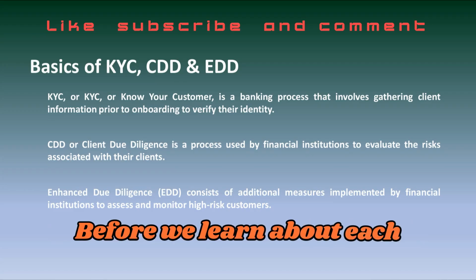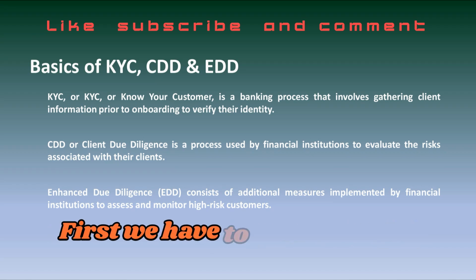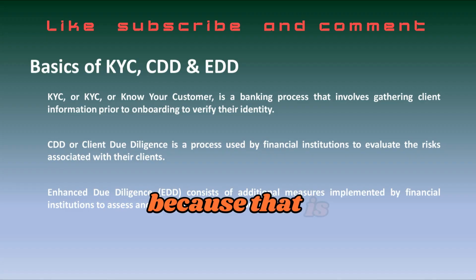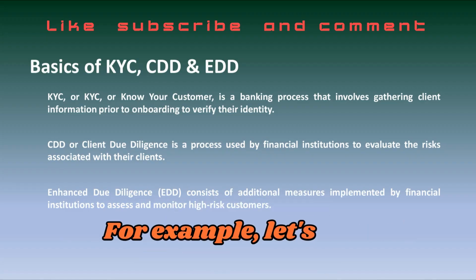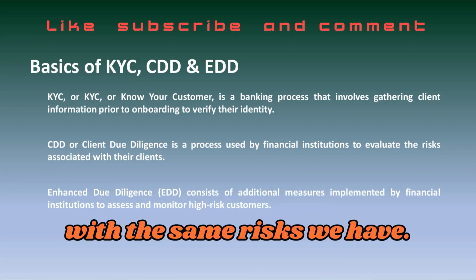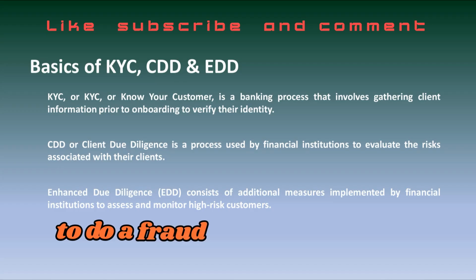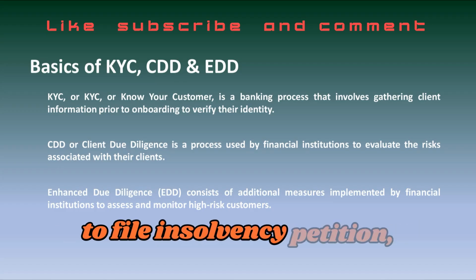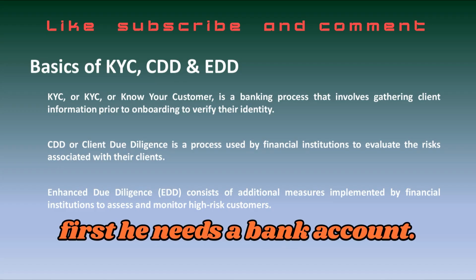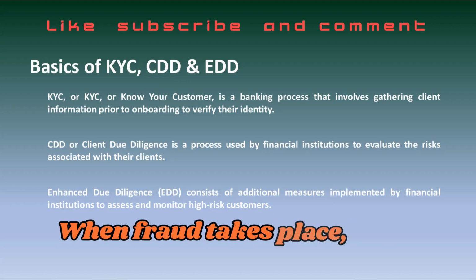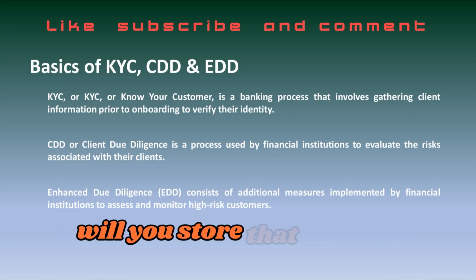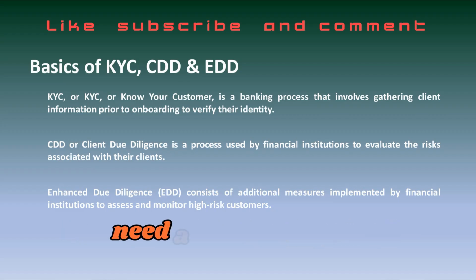Before we learn about each department, first we have to look into KYC, because that is the starting point of the process. For example, let's stay with the same risks. If someone wants to commit fraud or file an insolvency petition, first he needs a bank account. When fraud takes place and you have money, where will you store that money? In the bank. So you need a bank account, which means they have to perform KYC.